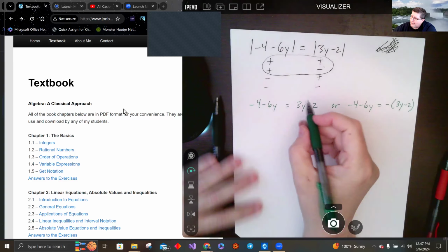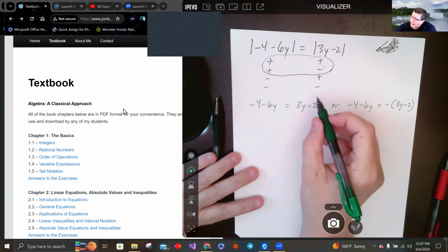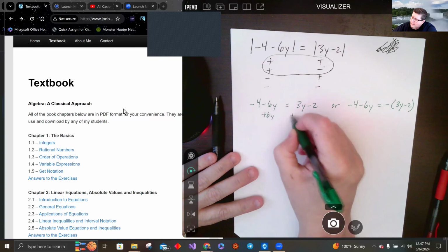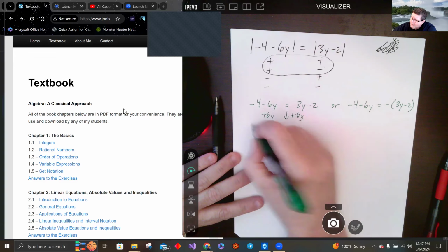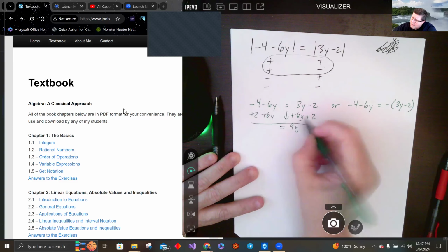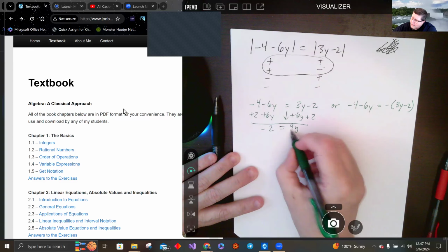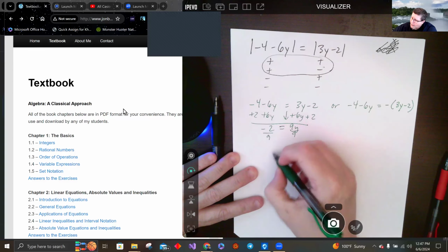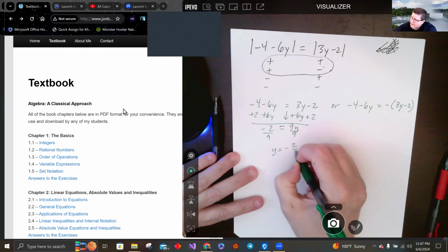So we can solve normally. I would add 6y here to get my y's together and positive, which means I can add 2 to both sides. And I get negative 2. I divide by 9 and I get y equals negative 2/9.